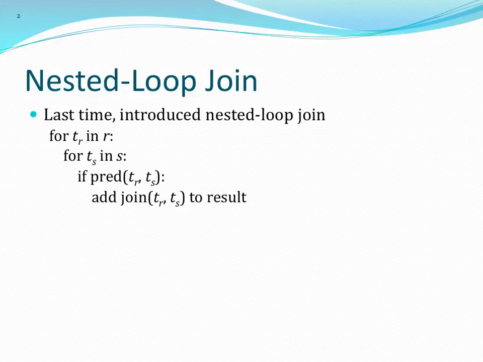So this was nested loop join. Go through the tuples in R, go through the tuples in S. If two tuples can join, then output the join of them.